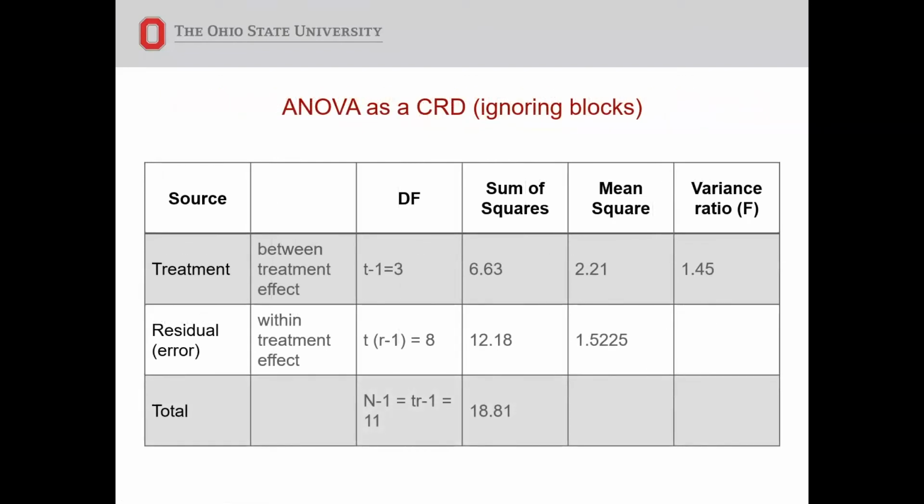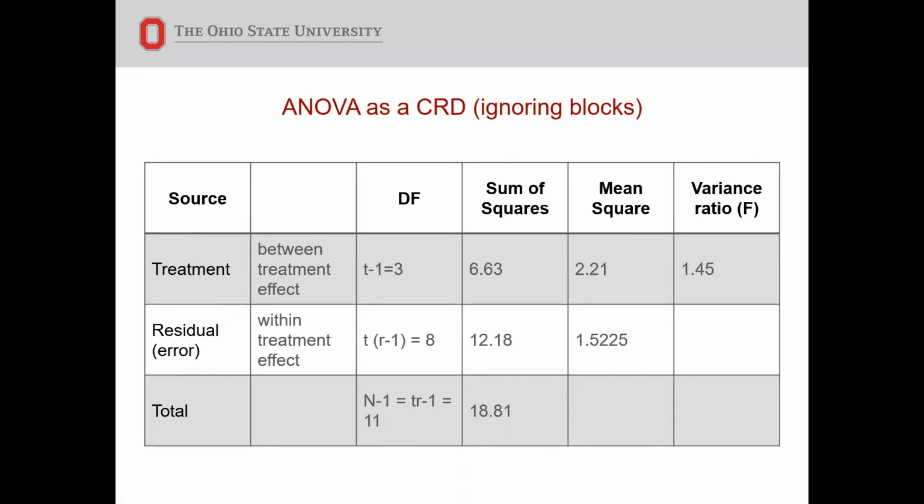So let's look at the ANOVA table. You will recall the ANOVA table for a CRD. This is what our ANOVA table would look like if we analyze the chapter 10 data by ignoring blocks. You would recognize then we have a treatment effect with 3 degrees of freedom. For the data presented in table 10.3, we would have a sum of squares of 6.6, mean square 2.2, and the variance ratio, the ratio between the treatment mean square and the error mean square.